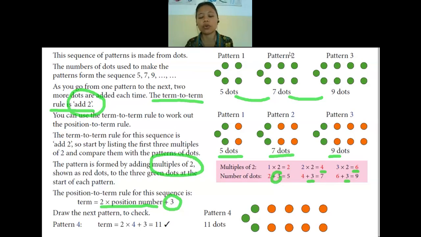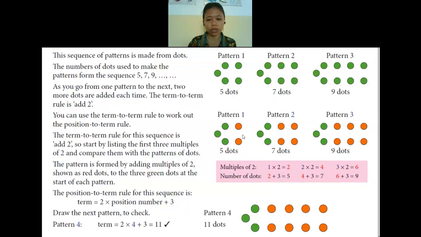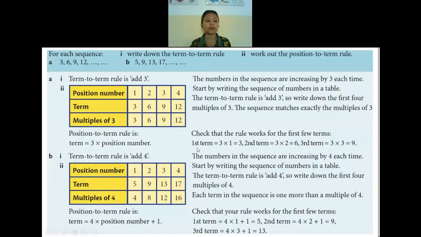We are going to continue to the worked example. So here is the worked example. This is also already in your textbook. So in here we already have the sequence. For question A, 3, 6, 9 and 12. The first thing we have to do is find out the term to term rule.